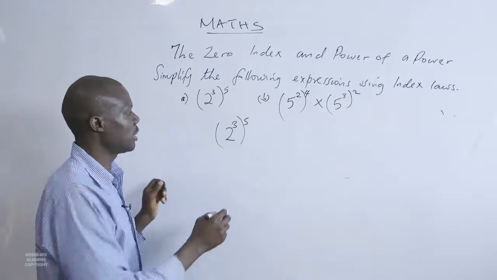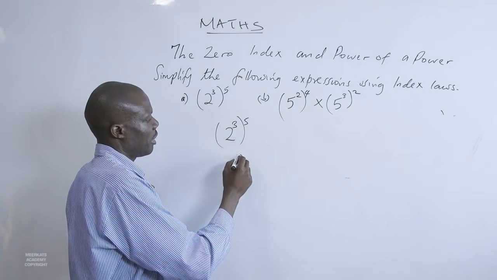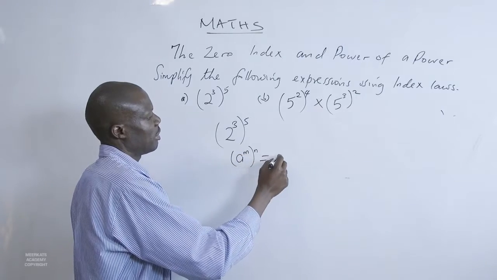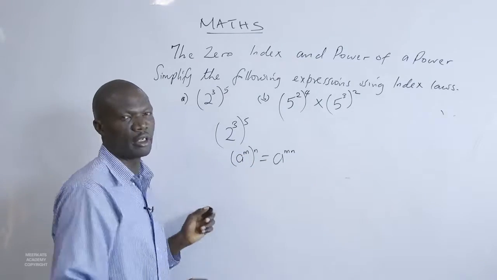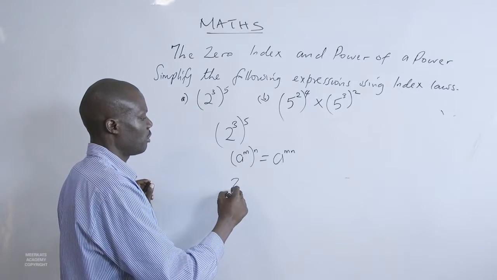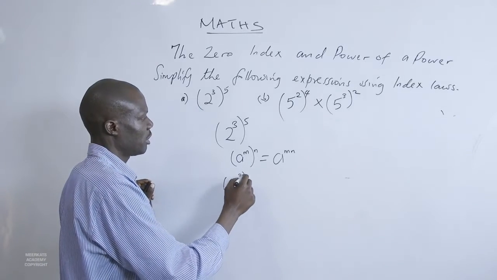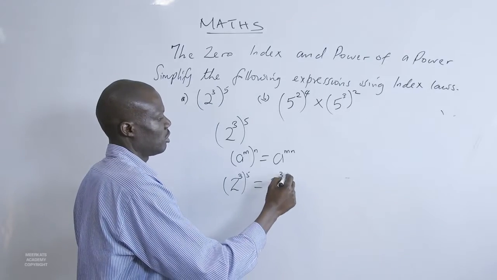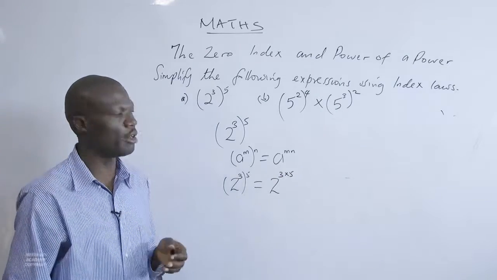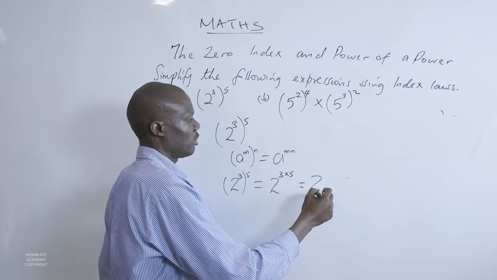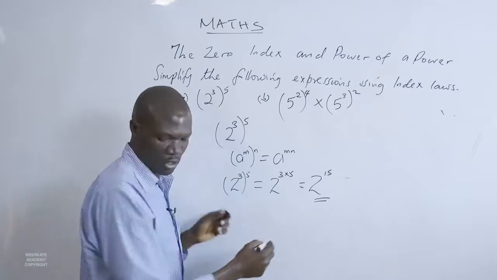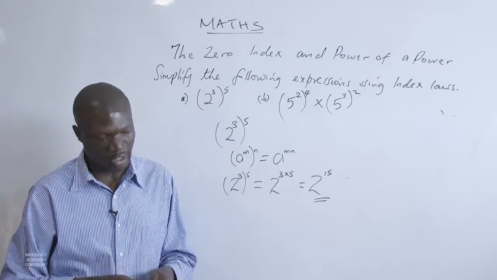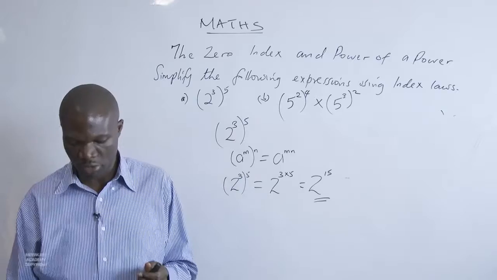The law says a^m in bracket n is the same as a^(mn). Therefore, if we have 2 raised to 3 in bracket 5, this will be the same as 2 to the power of 3 times 5, which will give us 2 raised to 15. It will give us 2 raised to the power of 15 because of this law here.